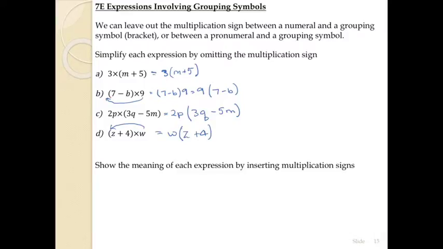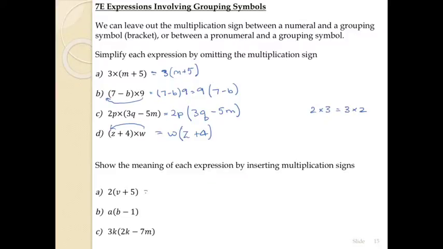And the reason that we can do that is because we know that multiplication is commutative. So for example, we know that 2 times 3 is equal to 3 times 2. Now here we're doing the reverse. We're simply adding that multiplication sign in. So if you want to have a go on your own, pause the video now and give that a go.